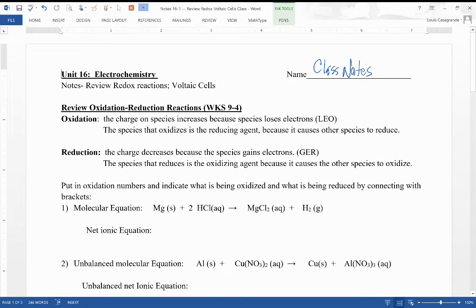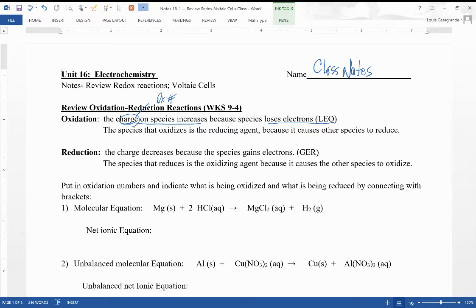It might do you well to go back and review that worksheet, but we're going to do a little review here. Just recall that oxidation is when the charge on a species increases. And the charge, remember, we talked about the charge being called the oxidation number. That's because we lose electrons, and we said LEO means losing electrons is oxidation.